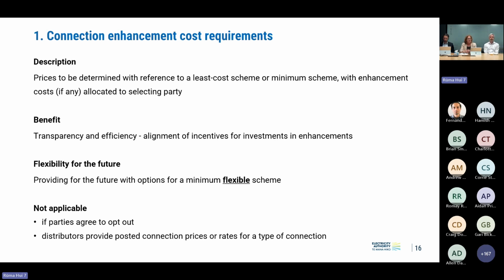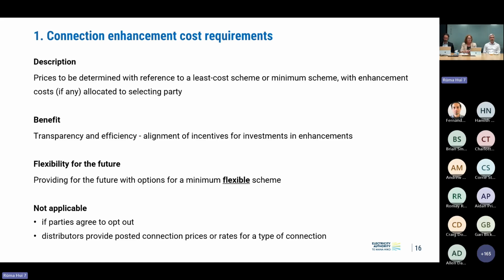Connection pricing methodologies in the UK and Australia both incorporate requirements for distributors to design and provide a cost for the most economic connection option. In Australia, it's called the least cost technically acceptable solution, which is a bit of a mouthful, and in the UK, the minimum scheme. They also require the cost of any enhancement to the least cost solution to be funded by the party who is driving it. Examples of customer-selected enhancements may be a request for undergrounding, a specific pole location that ensures their amenity, or provision of redundant capacity.